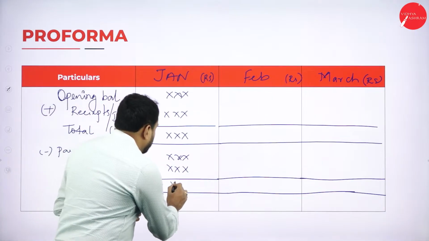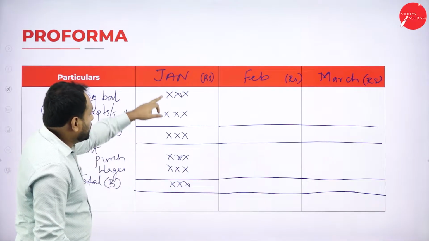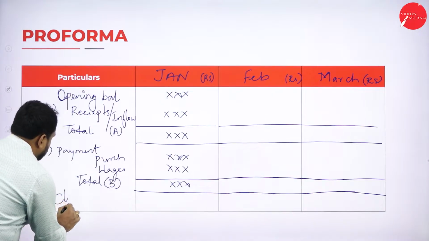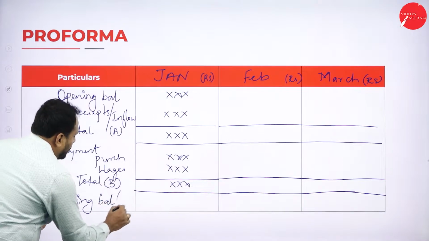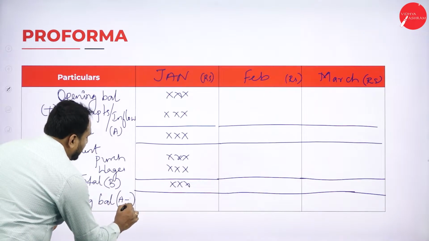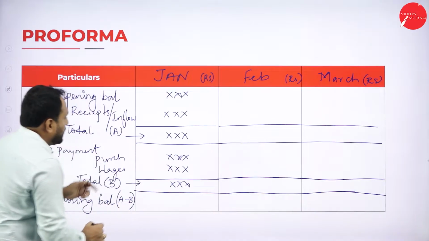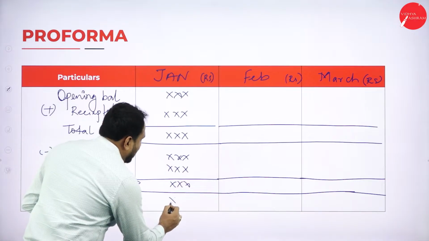Now this is the total of the payments. This is the total of opening and the receipts. Now what I'll do is closing balance. The last word is what? Closing balance. Now what is this closing balance? A minus B. What is A? This is the A. This is the B. Now if I subtract B from A, I'll get the closing balance.